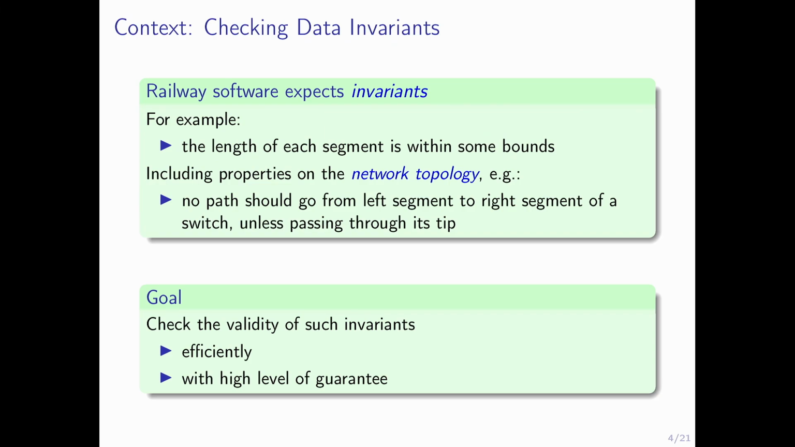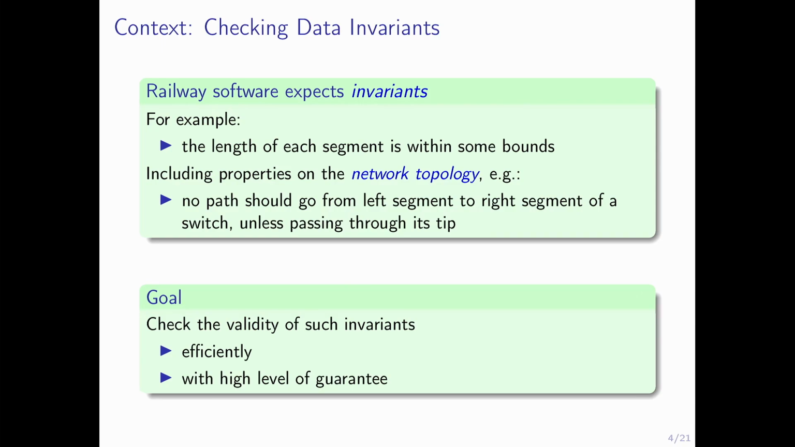to check that a given network is satisfying some structural properties. These are properties that are expected to hold in order for the software in the automated trains to work properly. I'm going to call them invariants, properties that should hold for the network. They could be very simple, like the length of each segment being within some bounds, but some properties are quite complex, involving the topology of the network.